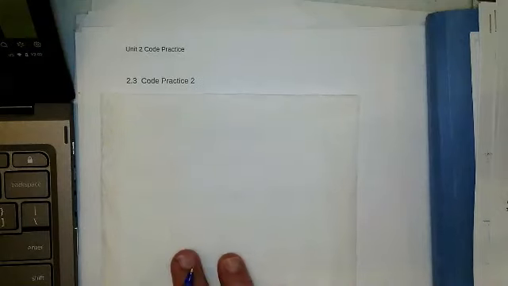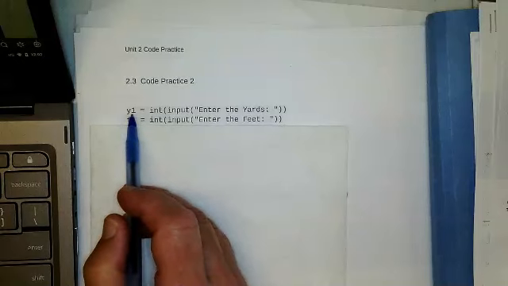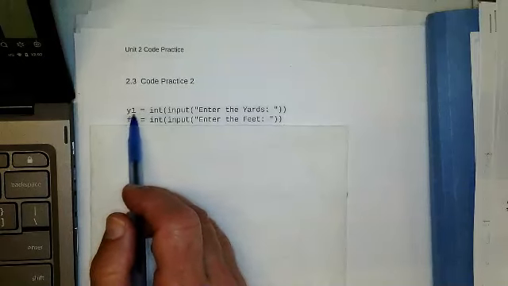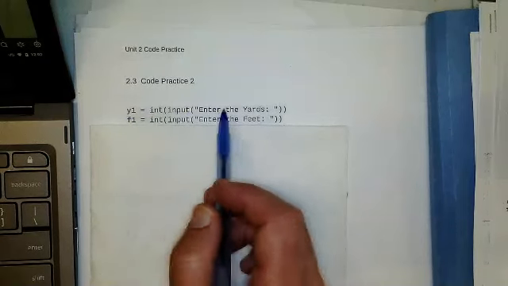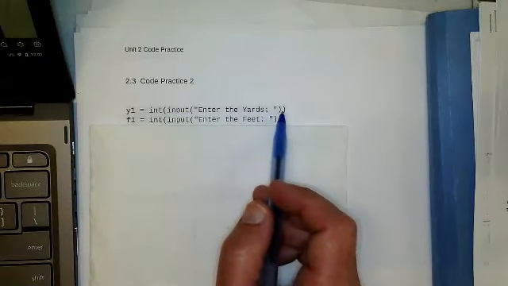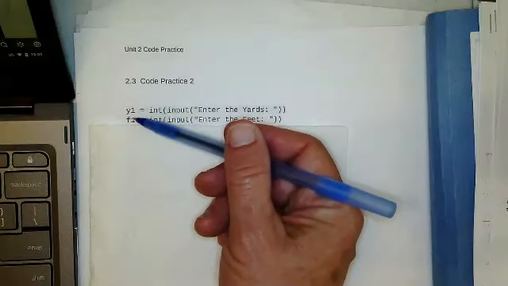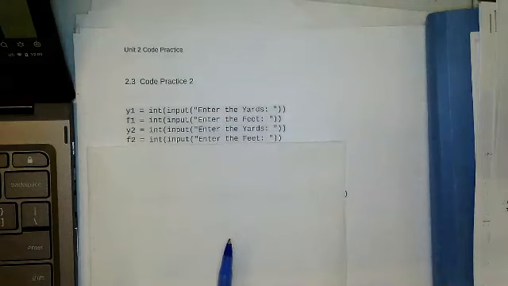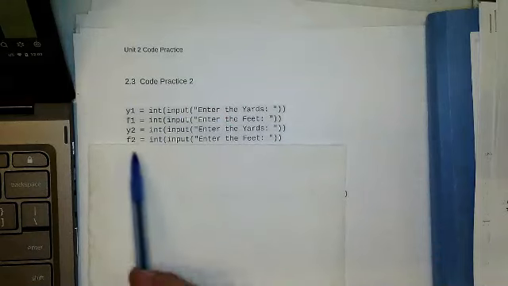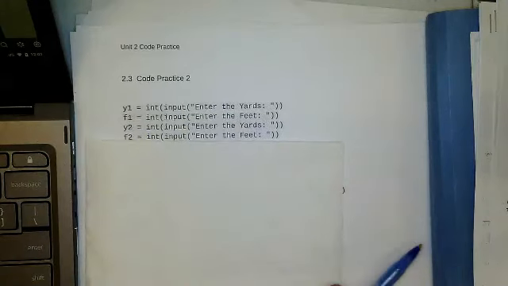So we need to input the first piece of wood. For the first piece of wood, I have Y1 for yards, integer, because it said enter whole numbers. So integer input, enter the yards, colon, space, close quote, and the same for feet. I did yards 1 and feet 1, but we're doing two pieces of wood, so it only makes sense to do yards 2 and feet 2, integer inputs, and so forth.